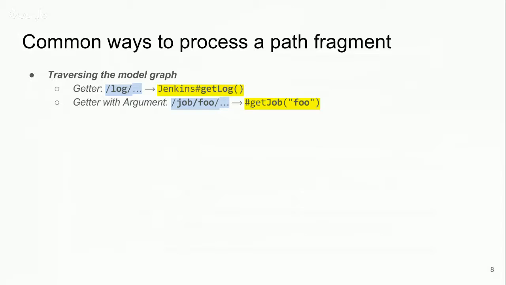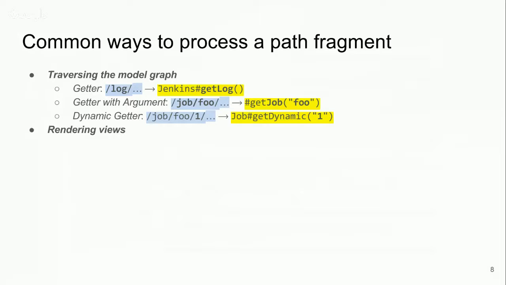You can have getters with arguments, as seen on the previous slide. /job/foo gets translated to a call to the getter getJob with foo as the string argument. This variant supports strings, integers, and longs. And then there's the dynamic getter. What does that mean? If there's no other preferred alternative to interpret a path component, then Stapler looks for a getter called getDynamic and passes the path fragment as a parameter.